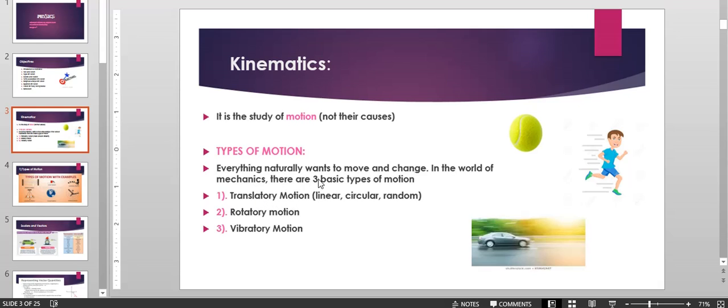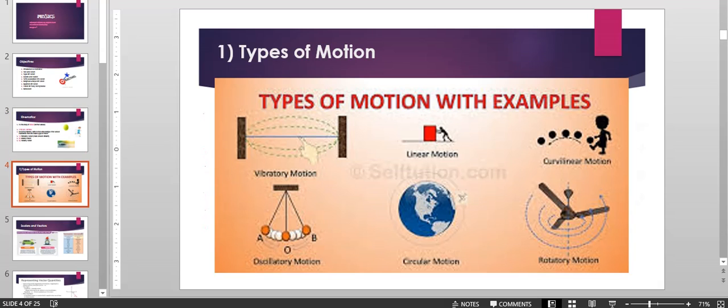As everything naturally wants to move and change, in the world of mechanics, there are three basic types of motion. Translatory motion, which is further divided into three categories, that is linear, circular, and random motion. Second type is rotatory motion, and the third type of motion is vibratory motion. Let's identify these motions from our everyday life examples. So these are some of the objects showing various movements.